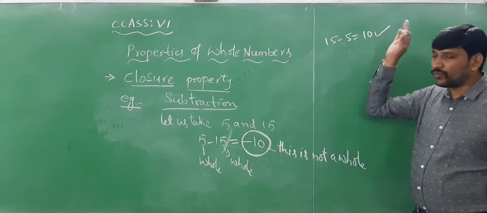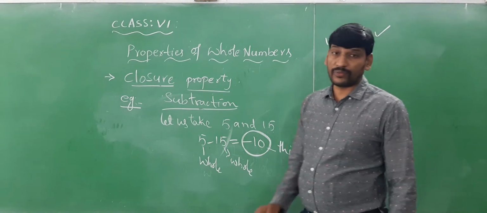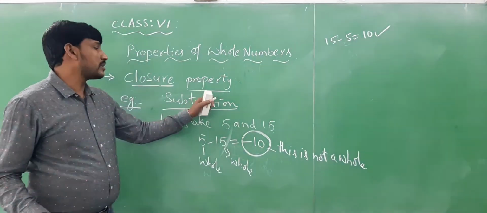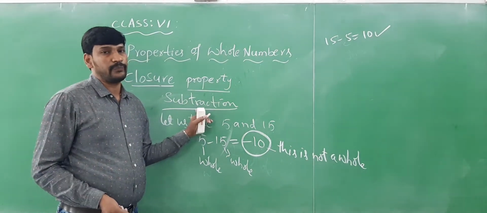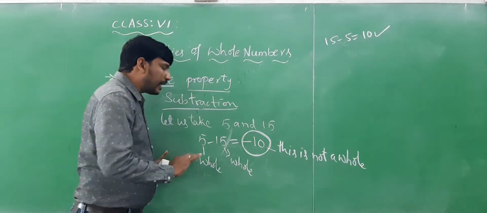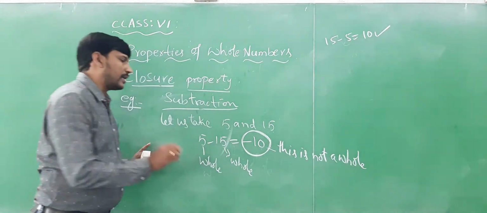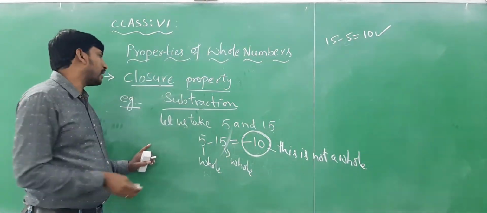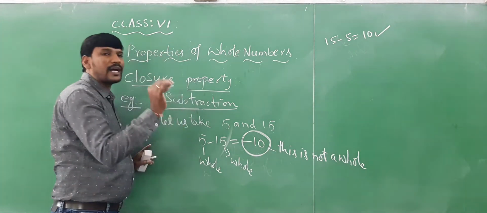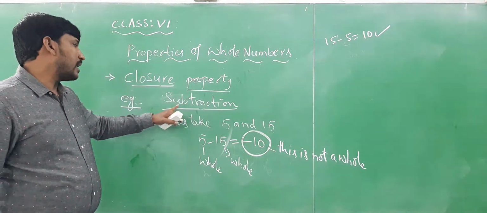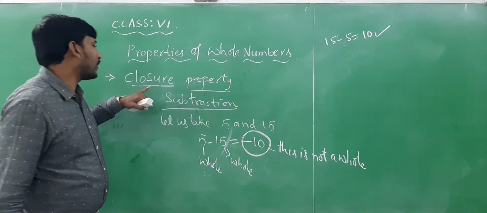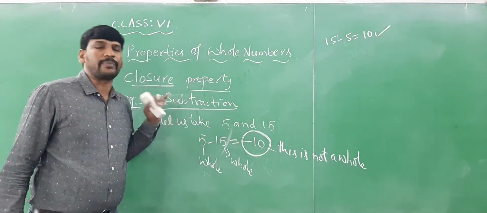Means the result is always a whole number. Otherwise we can say that the closure property is satisfied under subtraction. Clear? See that in each and every condition the result is always a whole number. If the result is not a whole number, we can say that the closure property will not be satisfied under subtraction. That is, whole numbers will not satisfy the closure property under subtraction.